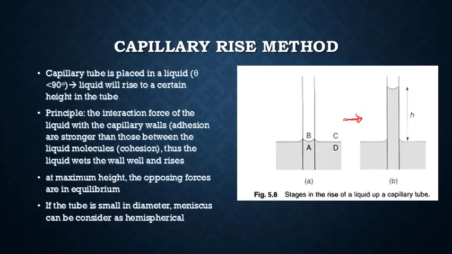At the maximum height, which is here, the opposing forces are in equilibrium. What do you mean by opposing force? By capillary action, the liquid will go up, so the opposing force will be the one with gravity. If the tube is small enough, the meniscus can be considered as hemispherical. So here is the hemispherical shape for ease of calculation.